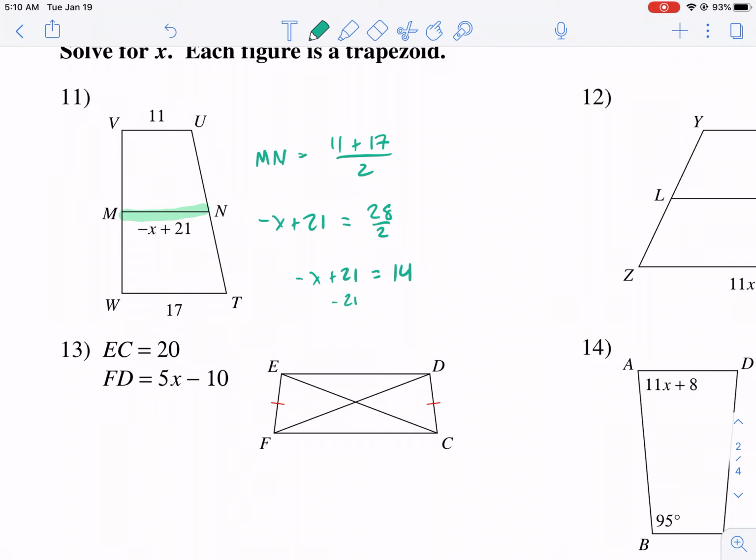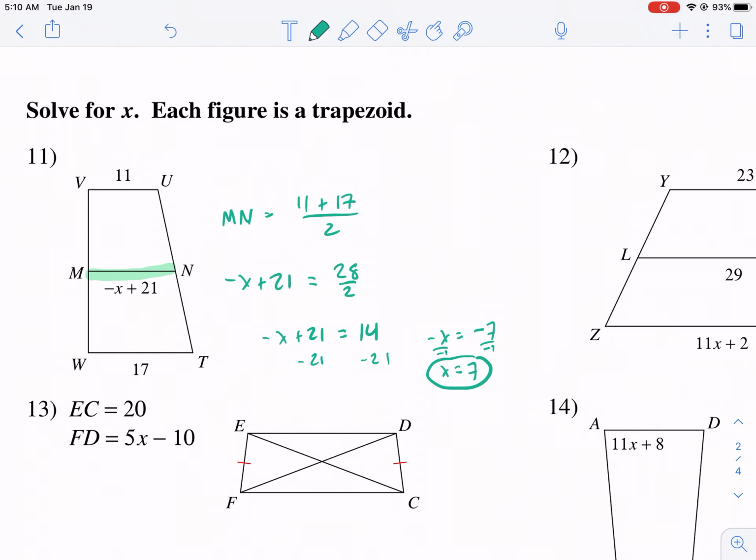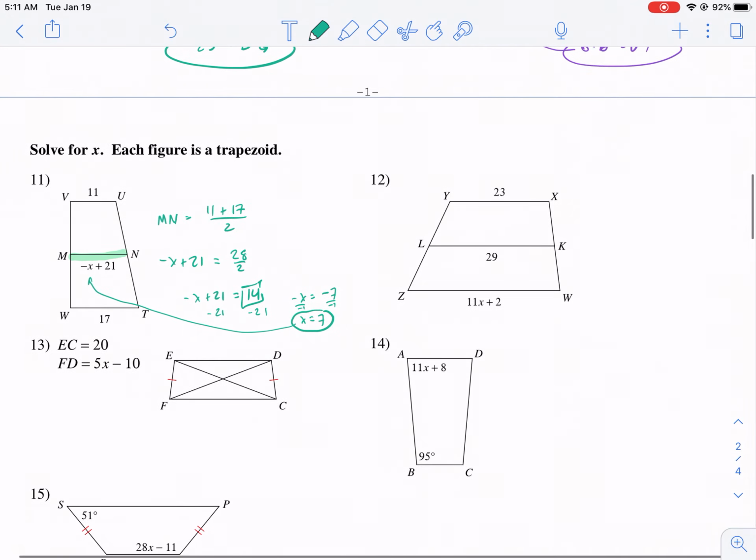I'm going to subtract by 21 here. And I get negative x equals negative 7. So for x, I'm going to divide by negative 1, or you can multiply by negative 1, depending on what your preference is, and we get x equals 7. Now if it asked for the length, then that would be easy enough. We wouldn't really need to worry about this. We would just do it how we did before, or we could plug this in here and get 14, just as we got here.